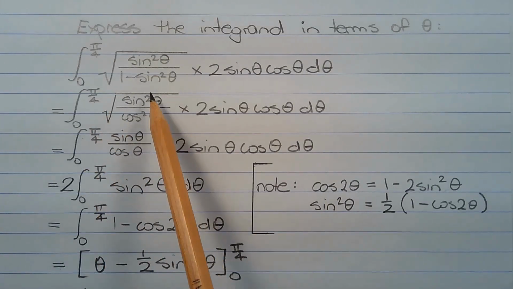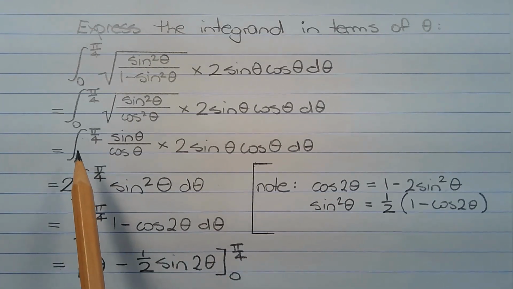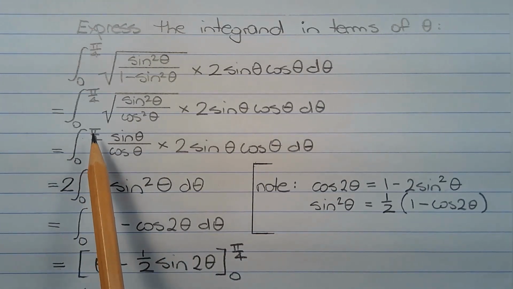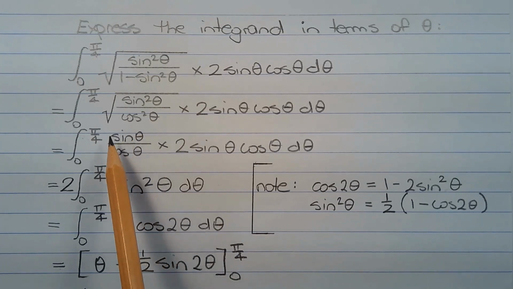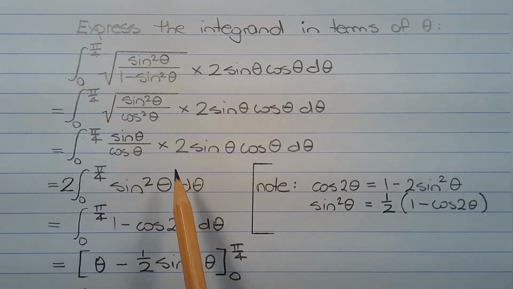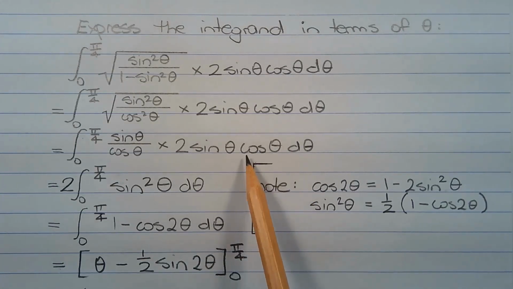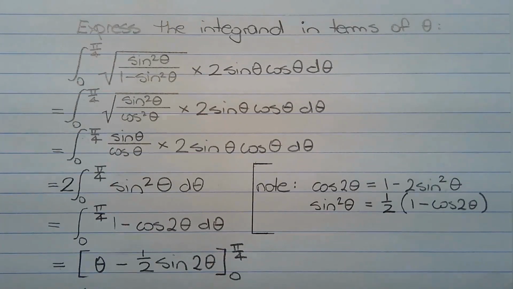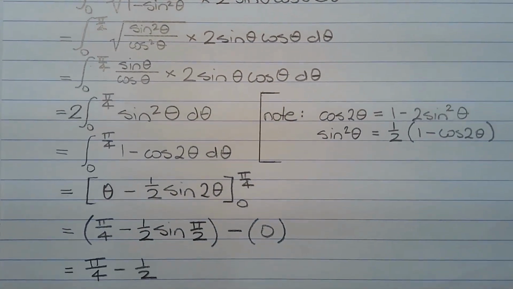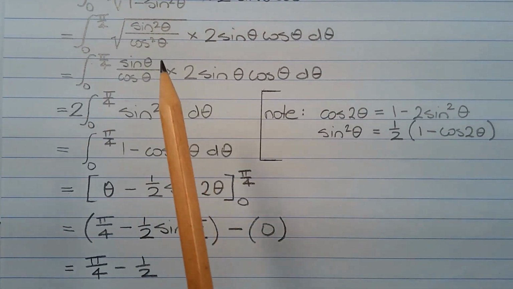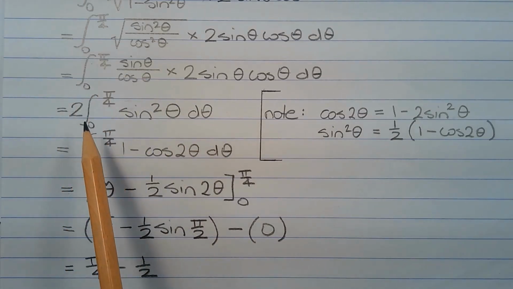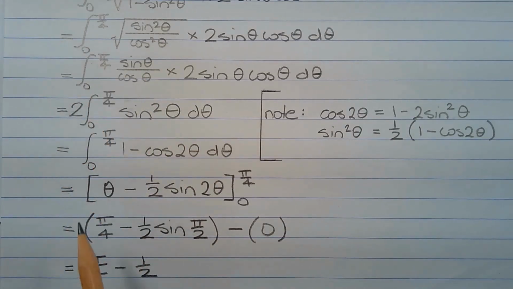Now we're taking the square root of squares, so the integral becomes the integral from theta equals 0 to theta equals pi over 4 of sine theta over cos theta times 2 sine theta cos theta d theta. Now there will be some cancellation, so this cos theta will cancel with this cos theta here, and the 2 can be taken outside of the integral. So the integral becomes 2 times the integral from theta equals 0 to theta equals pi over 4 of sine squared theta d theta.